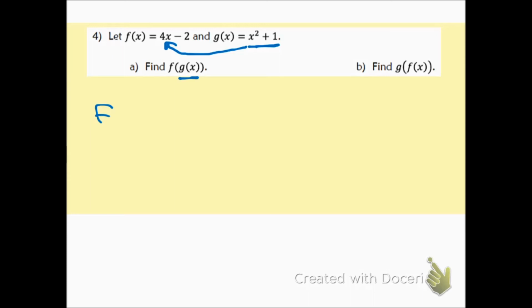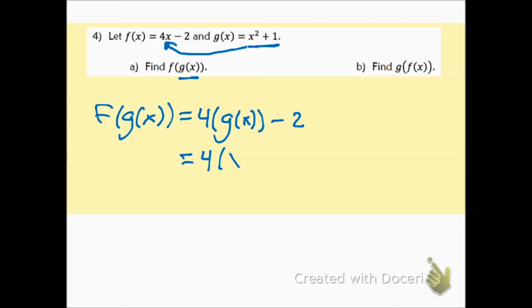I know that f of x is going to be 4 times something minus 2. That something now is just my g of x. But I know what that is. It's x squared plus 1 minus 2, and then I just have to clean all of that up. If I go ahead and do that, that's 4x squared plus 4 minus 2 is plus 2.